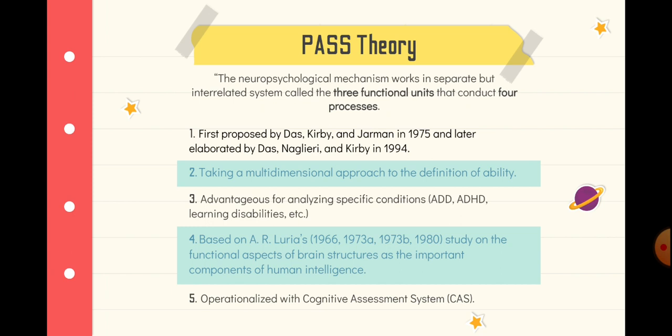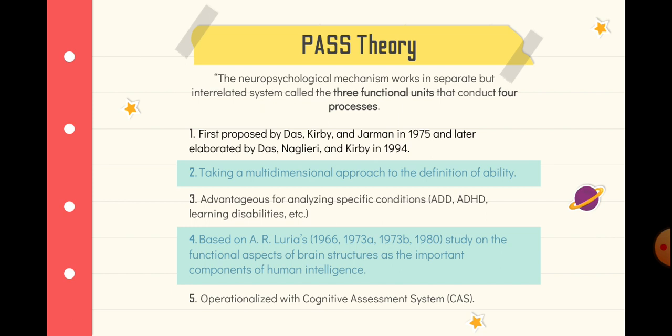So, the notion of the PASS theory is that the neuropsychological mechanism works in separate but interrelated systems called the three functional units that conduct four psychological processes. It was first proposed by Das, Kirby, and Jarman in 1975 and later elaborated by Das, Naglieri, and Kirby in 1994. It takes a multidimensional approach to the definition of ability.